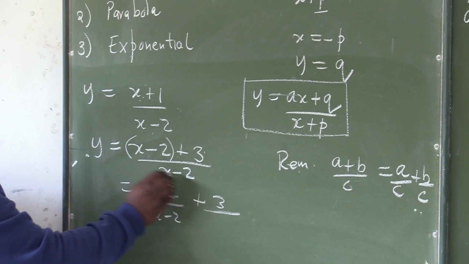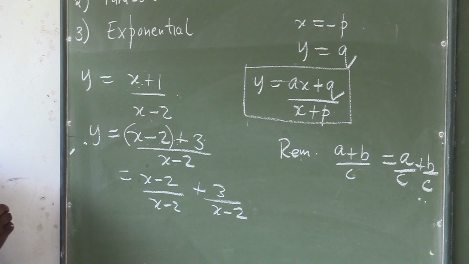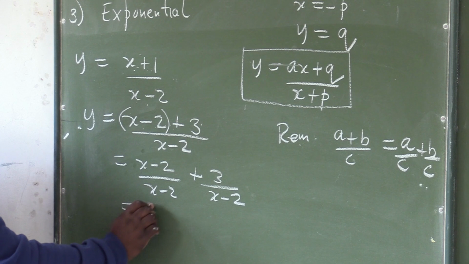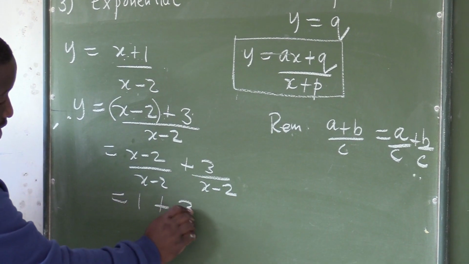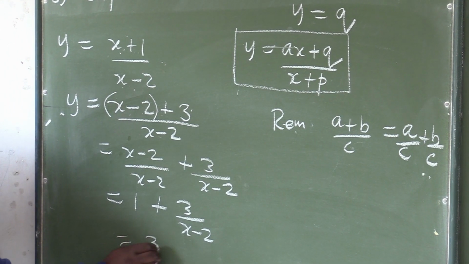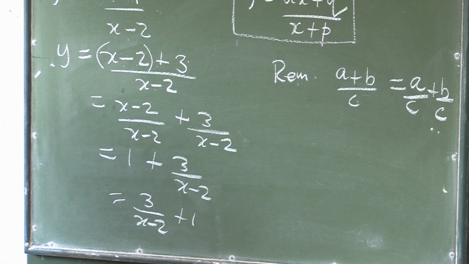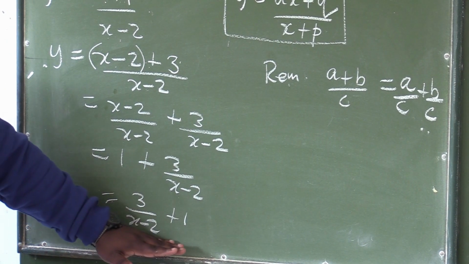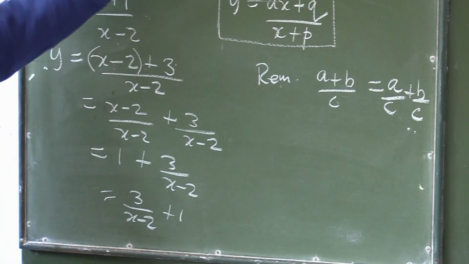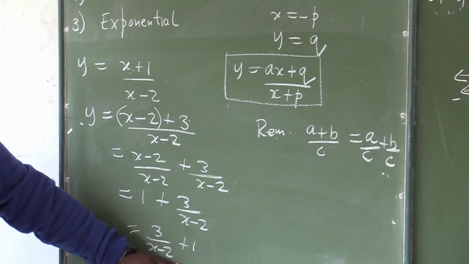This is still divided by the denominator, which is x minus 2. Now, do you realize that the x minus 2 divided by the x minus 2 will give us a 1? Plus, this is still that 3 over x minus 2. Now, this is 3 over x minus 2 plus 1. Now, look, we have achieved our goal to move from this form, so that you are able to tell us the equations of the asymptotes.